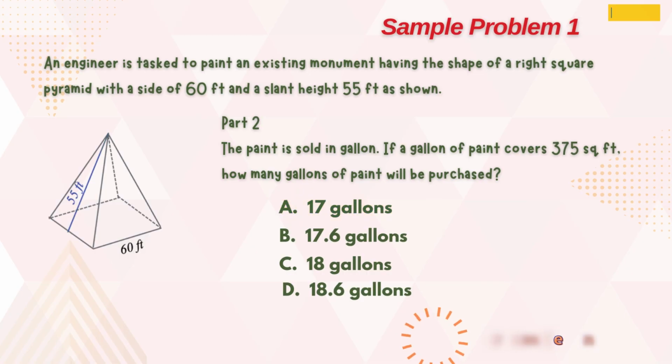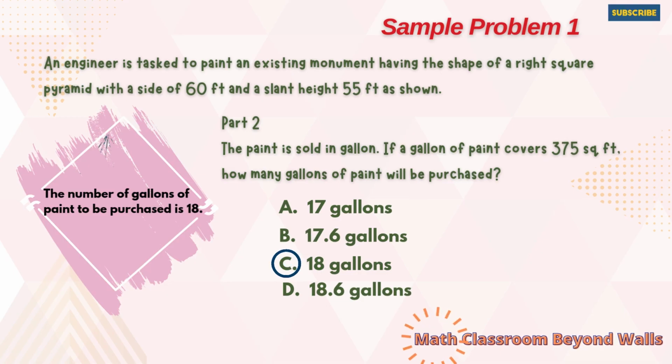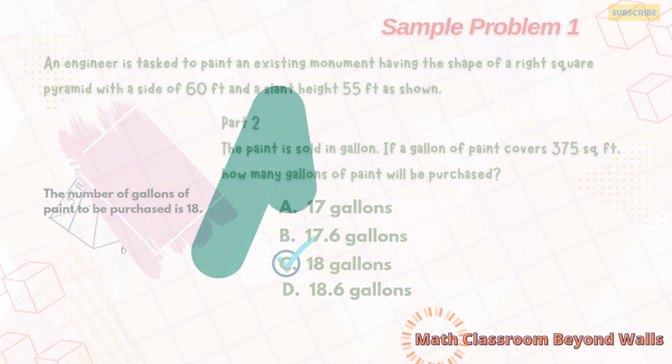Is it option A, option B, option C, or option D? Okay, so the answer is option C. So, the number of gallons of paints to be purchased is 18. Take note that the paint is sold by the gallon. There you are, learners. That was again easy.